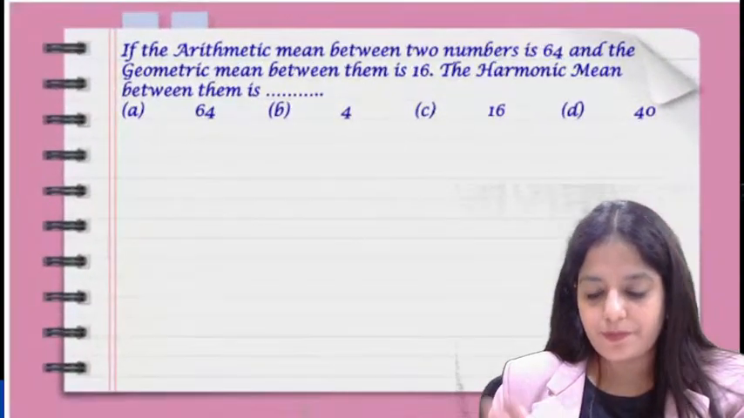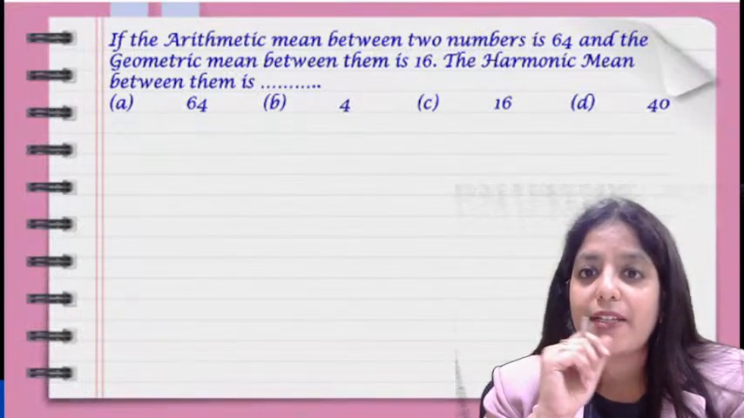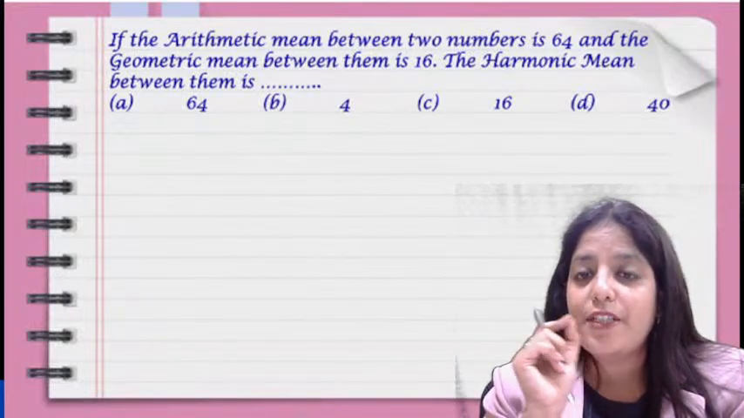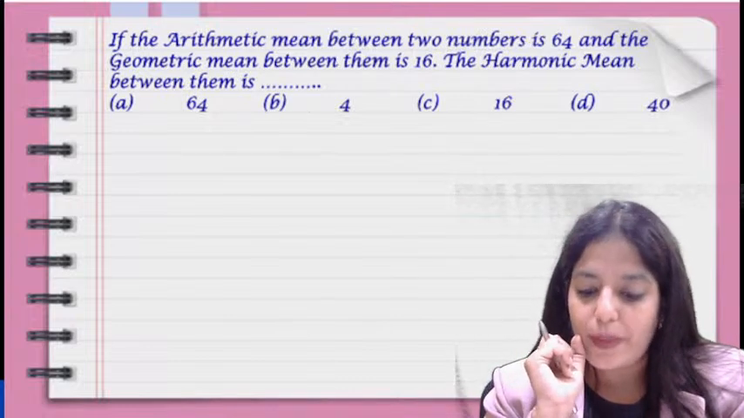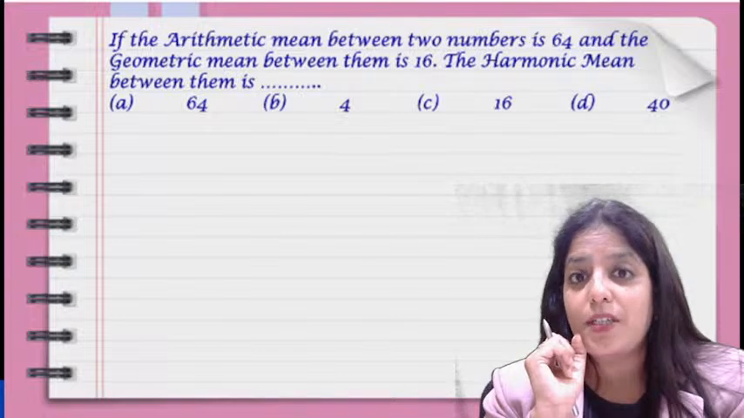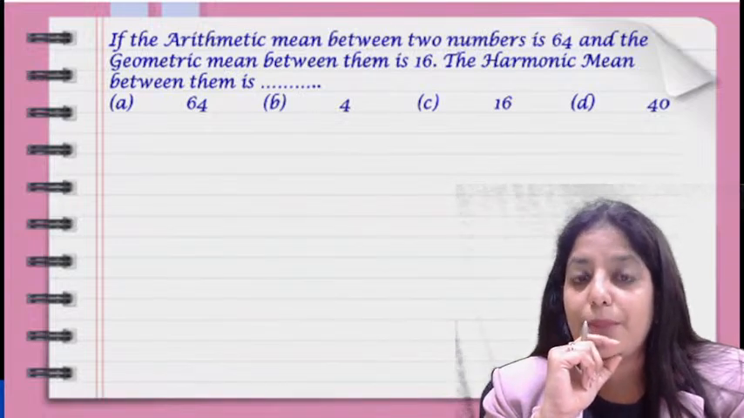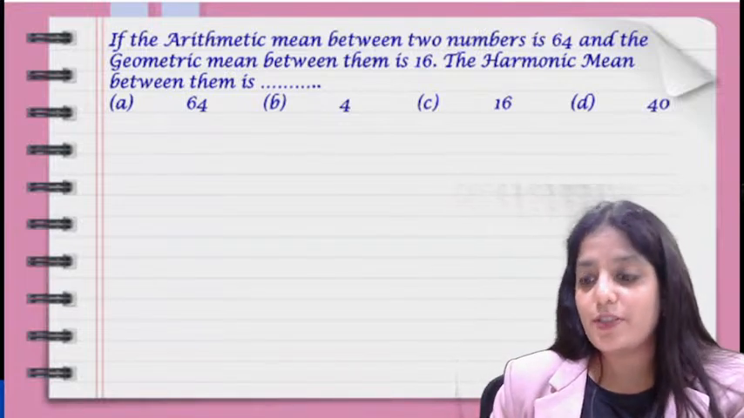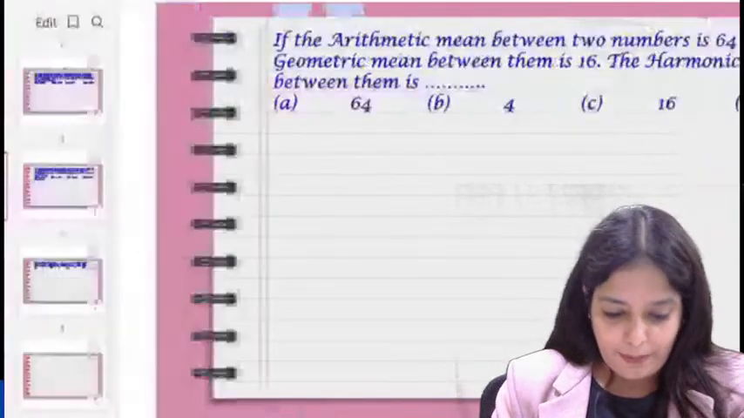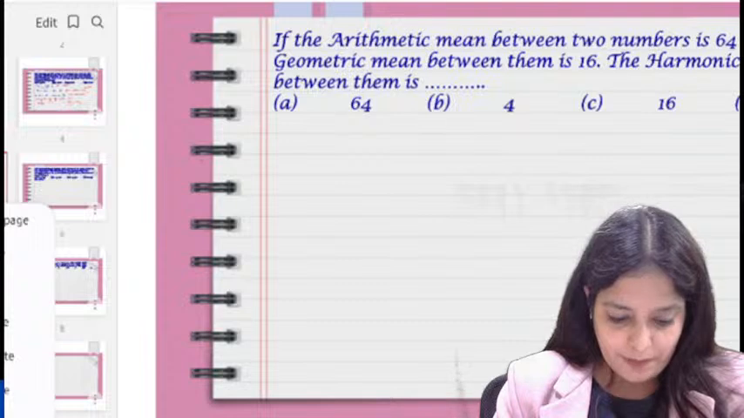Guys, now it says, if the arithmetic mean between two numbers is 64 and the geometric mean between them is 16, the harmonic mean between them is. See, before solving this question, you must know the concept behind this question.